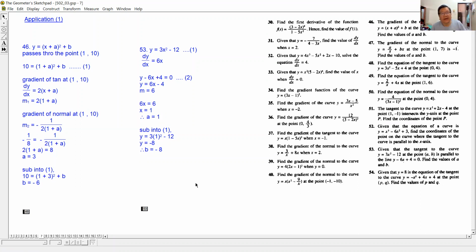Any question? No, teacher. No question. This one looks very difficult, but the solution is simple.